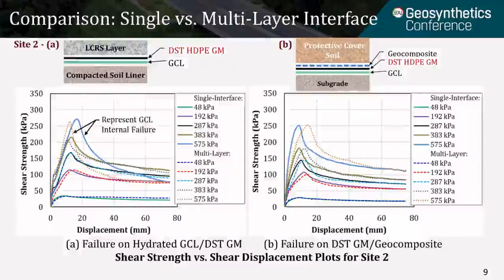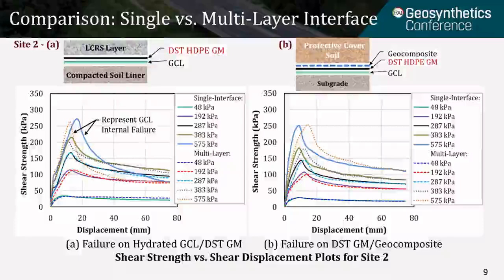Shear strength versus shear displacement plots from the second site are shown in this slide. The bottom liner consisted of an unencapsulated GCL. There was no cushioned geotextile between geomembrane and LCRS gravel layer. Critical interface was hydrated GCL versus textured geomembrane. At the highest normal load, internal failure of GCL took place.